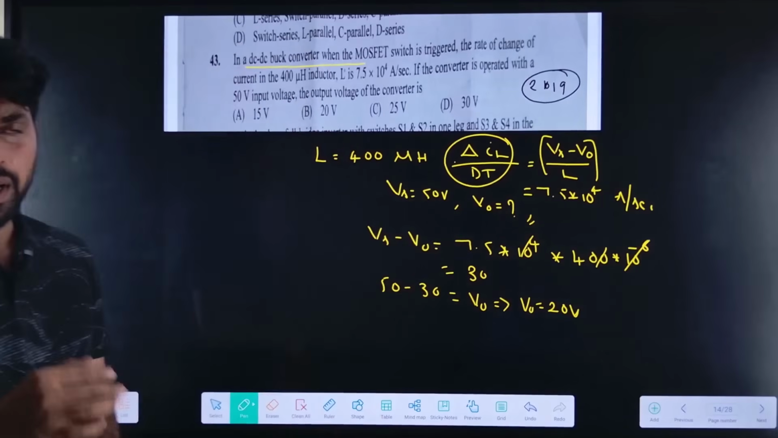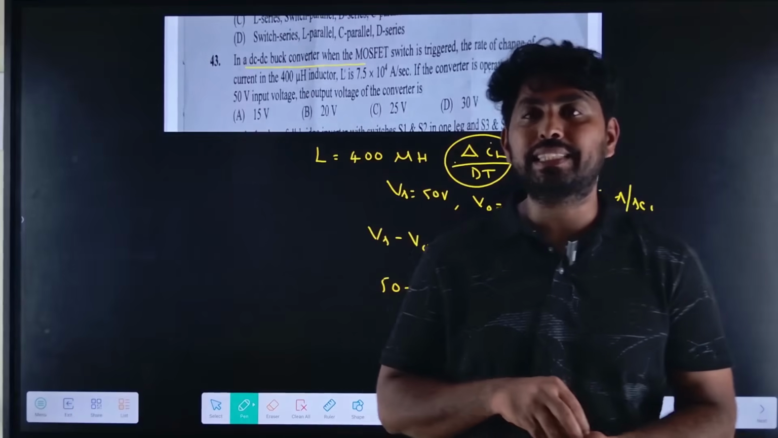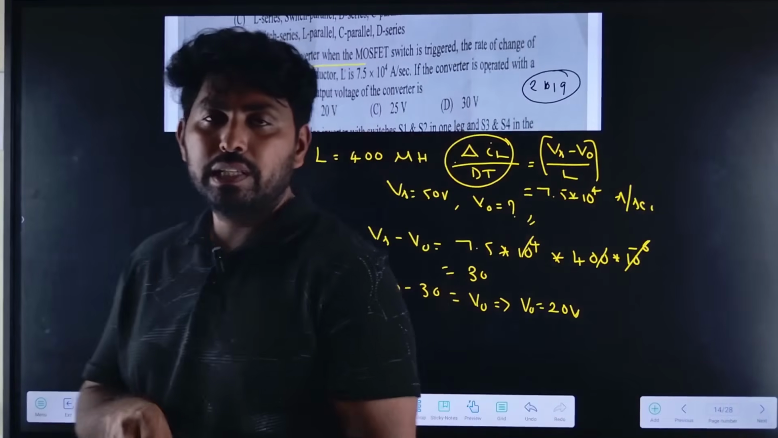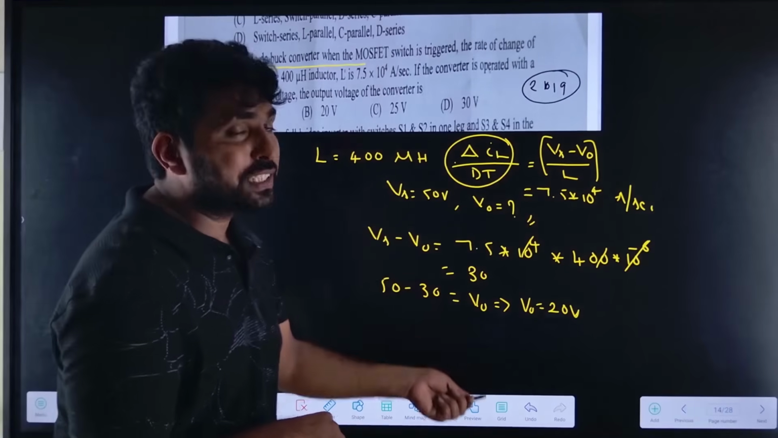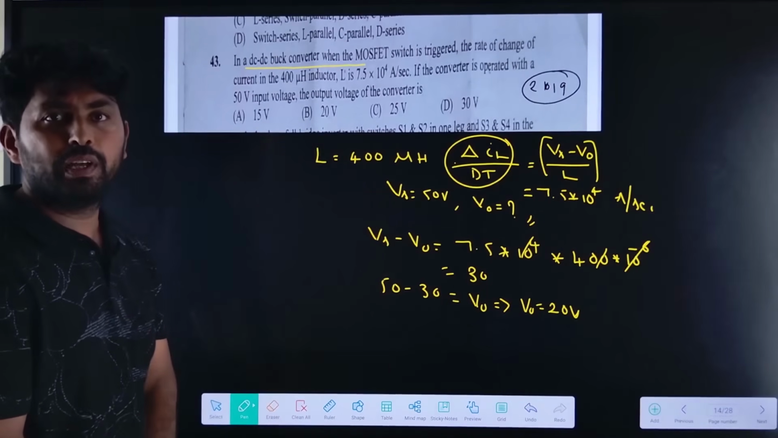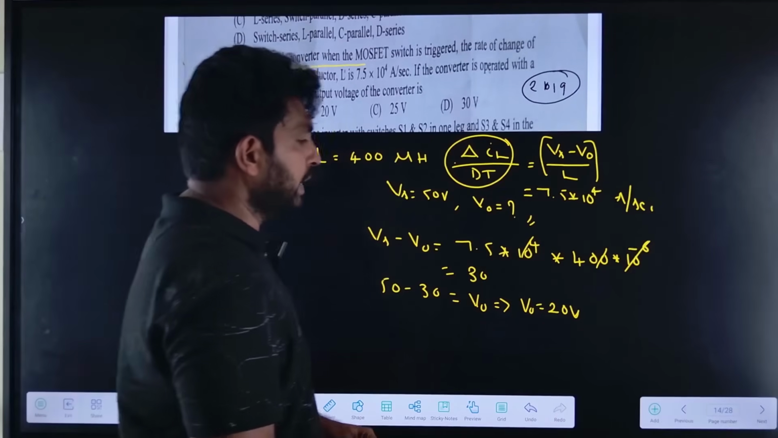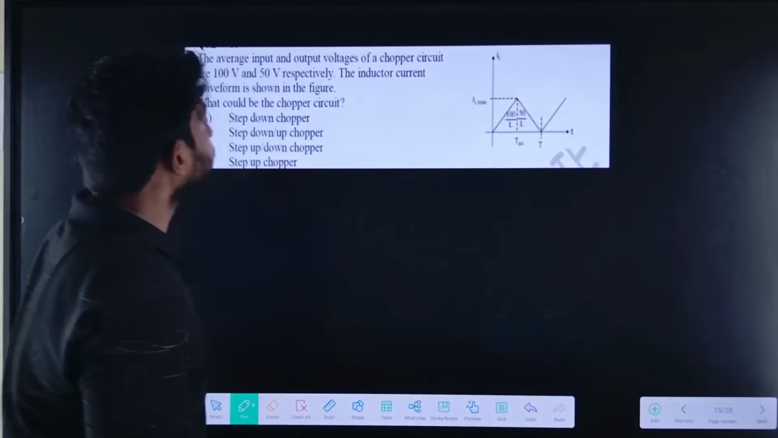Very simple, but you should understand the basics. What is the slope of the line? What is the expression for delta IL? If you know the direct delta IL expression, you can substitute it here. Now let us see the next question.